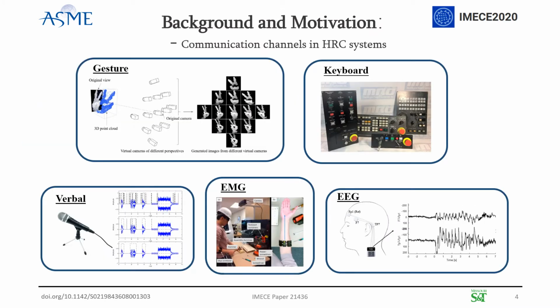Of all these communication channels, gesture is more desirable for the human-robotic collaboration system because in a manufacturing task, the keyboard is not always easy to use, and verbal communication will be affected by background noise. EMG and EEG signals are not as straightforward as gesture to be understood. So in this paper, we choose gesture as the communication channel between the human worker and the robotic arm.